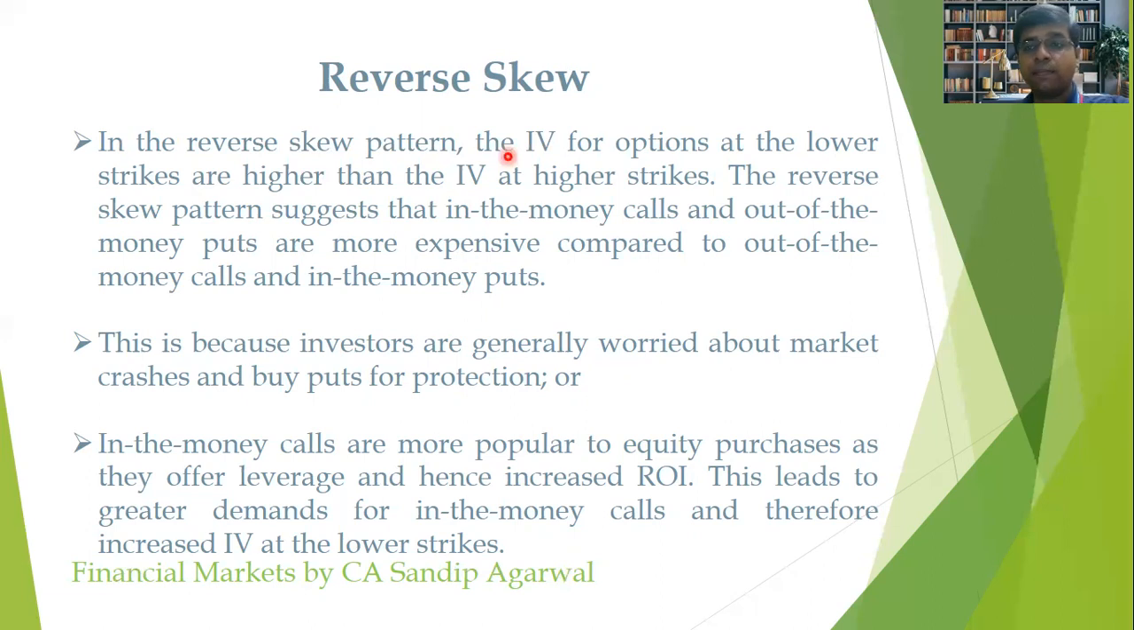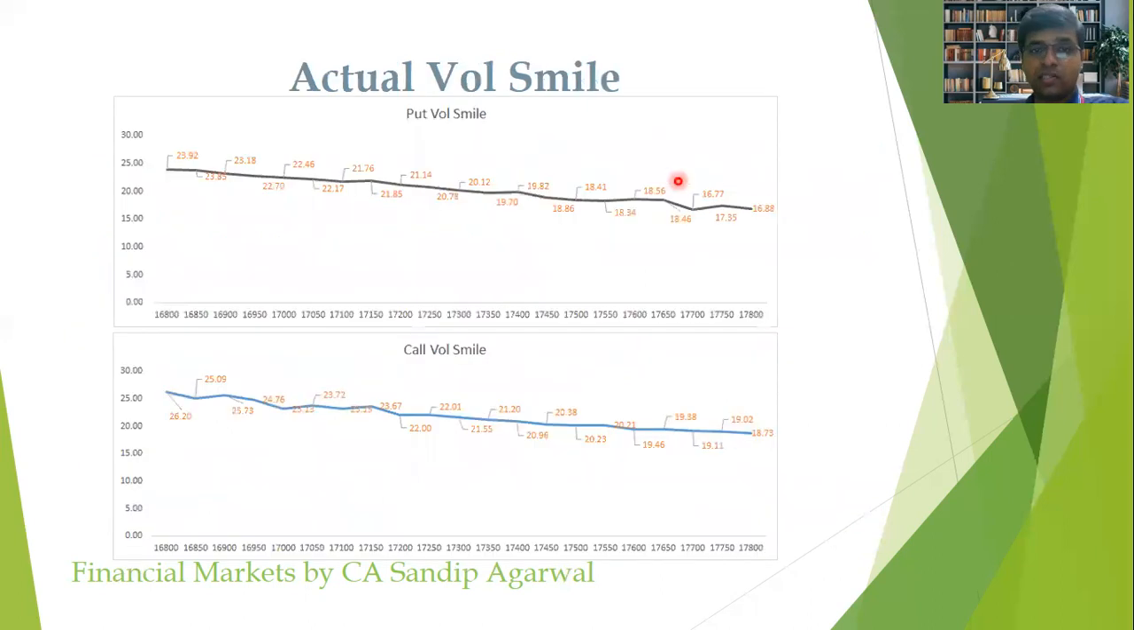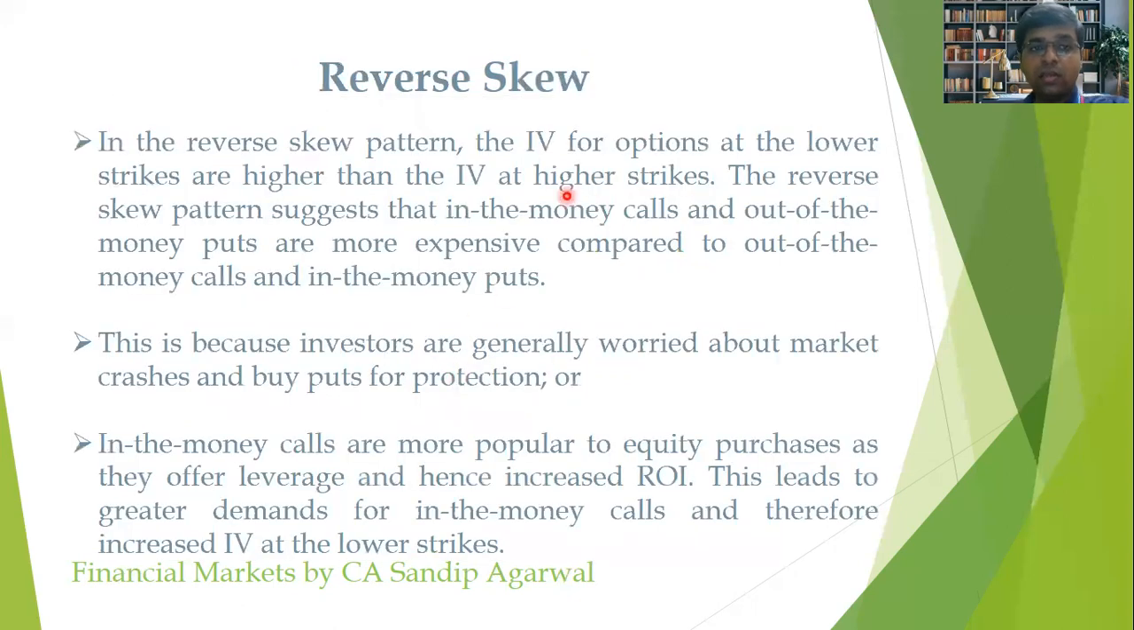Now, what does the reverse skew pattern mean? The reverse skew pattern means that the IV for options at the lower strikes is higher than the IV at the higher strikes, which we have seen is the same in the put smile case and the call smile case. What does this denote? The reverse skew pattern suggests that in-the-money calls and out-of-the-money puts are more expensive as compared to out-of-the-money calls and in-the-money puts. This is because investors are generally worried about market crashes and they buy puts for protection.